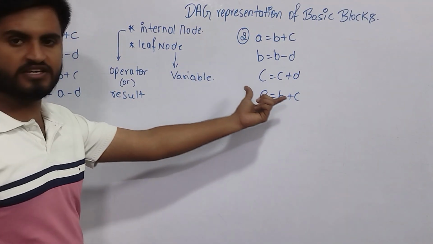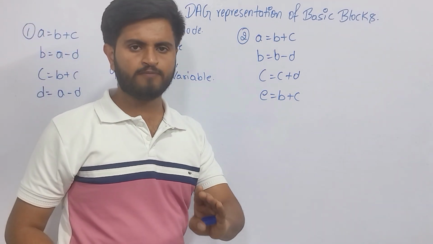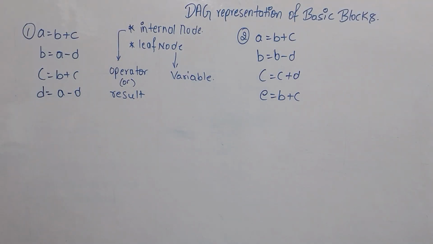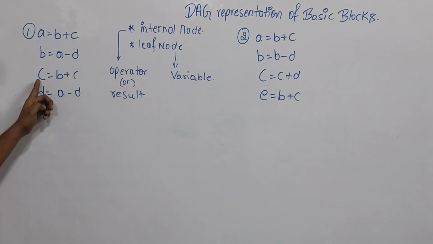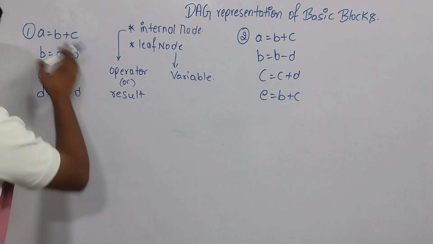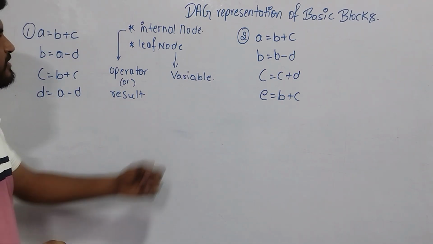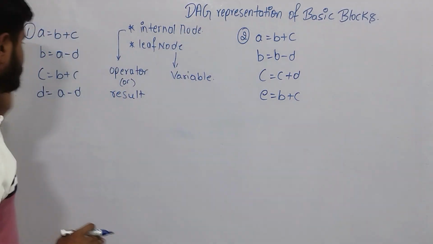So let's discuss these two problems which are of type 1. Next, let's discuss the type 2 problems also. Here there is a given set of instructions: a is equal to b plus c, b is equal to a minus d, c is equal to b plus c, d is equal to a minus d. Let's use them and construct the tree. Using these instructions, let's represent them using a DAG, that is, a directed acyclic graph.